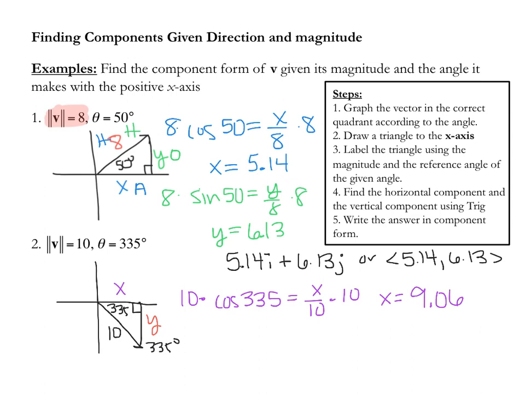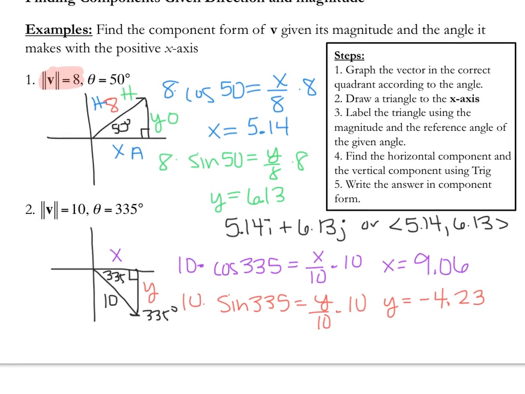And then I'm going to do the work to find y. That's going to be sine, because it's opposite and hypotenuse. Sine of 335 is equal to y over 10, times 10 on both sides. I'm going to type that in my calculator, and it'll give me the y component. Notice this comes out as negative 4.23. It comes out as a negative number, which makes sense because it moved down.